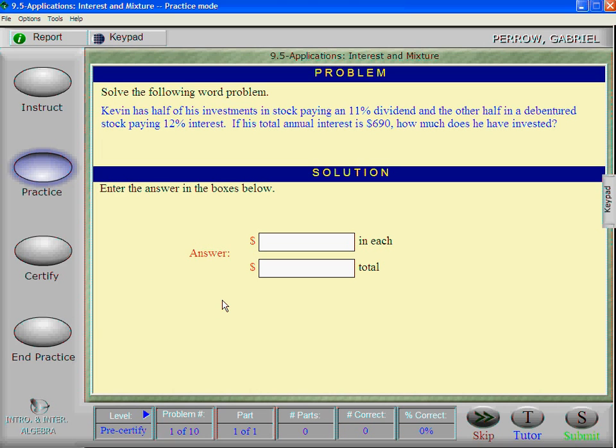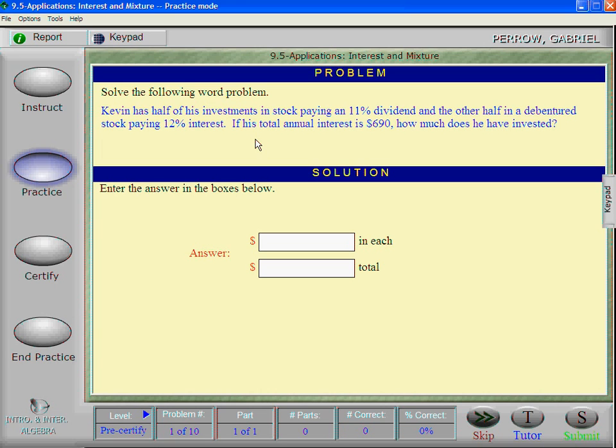Now the second equation is going to be based on the relationship that he's putting half of his investment in each one. So really, if each one is half of the investment, x and y, the two dollar amounts that he's investing, are the same. So the other equation would be x equals y. So 0.11x plus 0.12y equals 690, and second equation, x equals y.